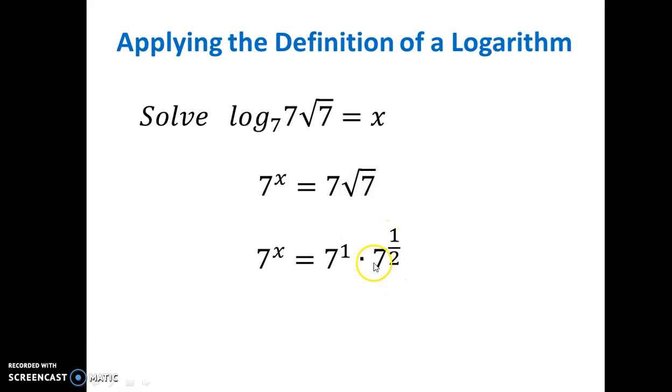Now we can combine these. Since we have multiplying of exponential expressions, we can add the exponents. 1 and 1 and a half is 3 halves. So now we have the same base, that tells us this exponent must equal this exponent. So x must be 3 halves. So that means all of this is the same as 3 halves. If you punch that in your calculator, it should produce that same value, 1.5 or 3 halves.